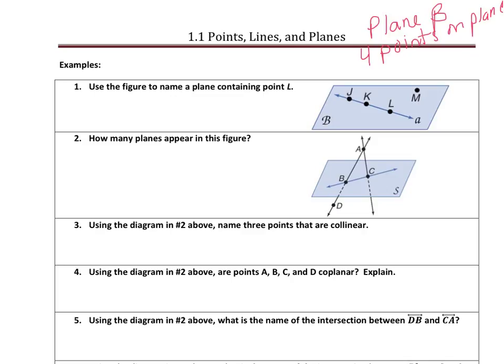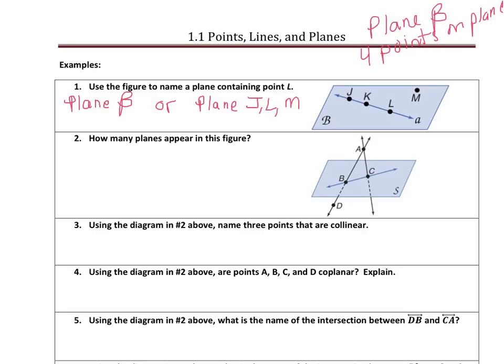So let's use the figure to name a plane containing point L. We could call that plane capital cursive B, or you could name it by any 3 non-collinear points. So you could say plane, for example, J, L, and M. We have to grab that M in order to define a plane.